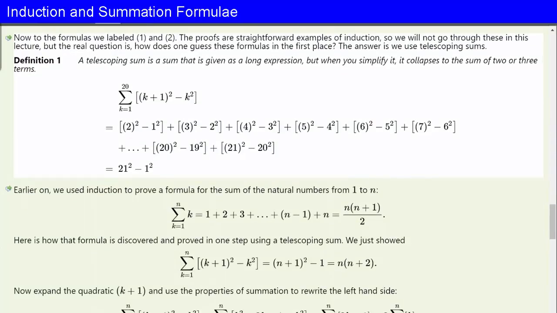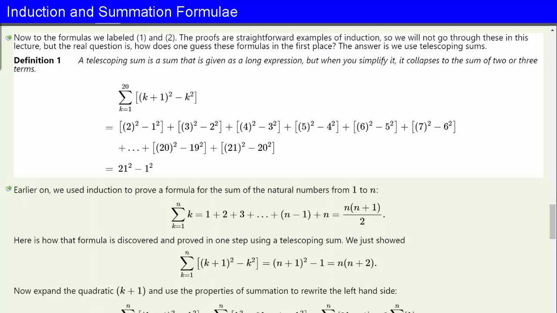Now, to the formulas we labeled 1 and 2 earlier. The proofs are straightforward examples of induction, so we will not go through these in the lecture. But the real question is this: how does one guess these formulas in the first place? The answer is we use telescoping sums.